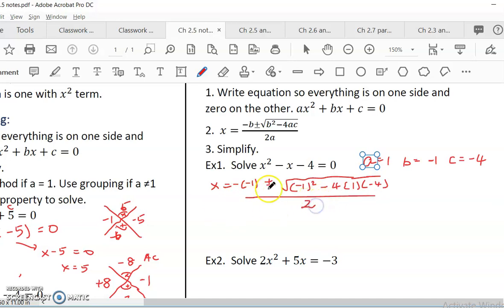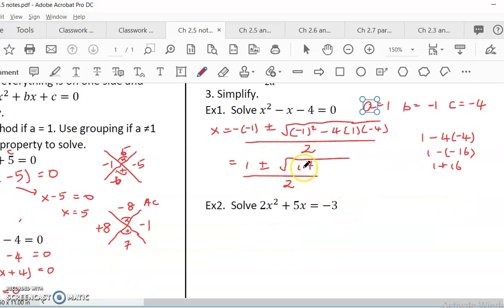So it's 2. Now usually we would do the inside first, right? So that would equal 1, negative of negative 1 plus and minus. So what is inside? 1 minus 4 times negative 4. So that is 1 minus negative 16. It becomes 1 plus 16, right? So it becomes 17 over 2. Okay. So that's the answer. 1 plus and minus square root 17 over 2.